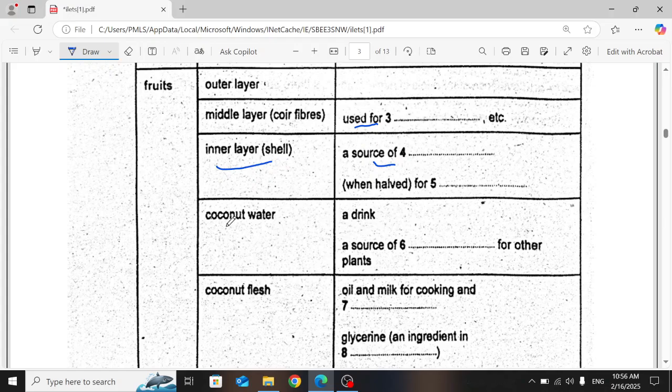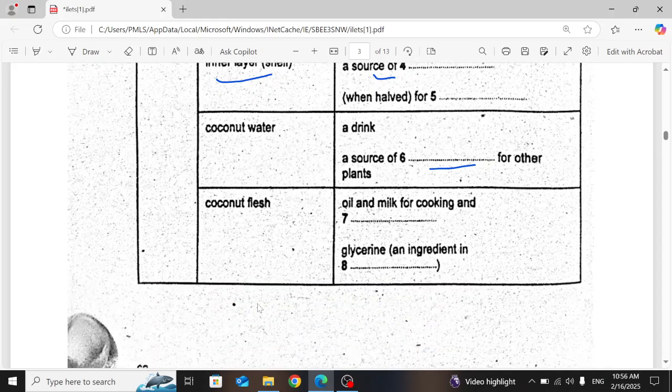And then we have description of coconut water, a drink, a source of what. Coconut water is source of what. Then we have coconut flesh. Coconut flesh, oil and milk for cooking and what. So we will focus on oil and milk when we read the passage. Then we have glycerine, an ingredient in where glycerine is used.